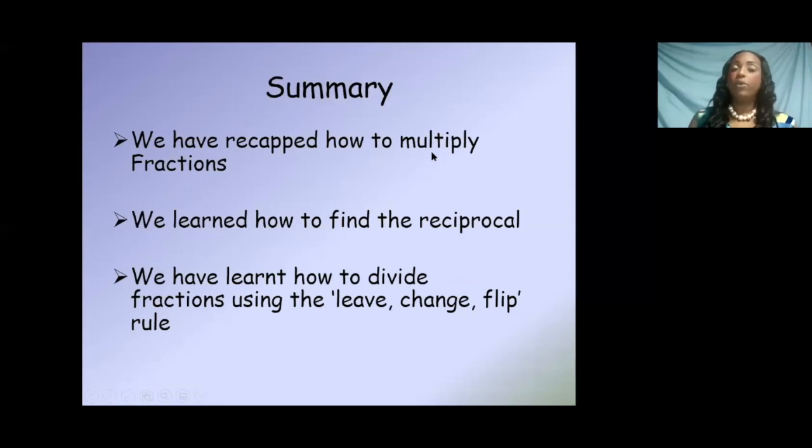We have recapped how to multiply fractions. We learned how to find the reciprocal. Again, the reciprocal is simply switching places with the denominator and the numerator. We have learned to divide fractions using the leave, change, flip rule, if you recall. Good job. I hope and trust that everyone is still with me at this point.